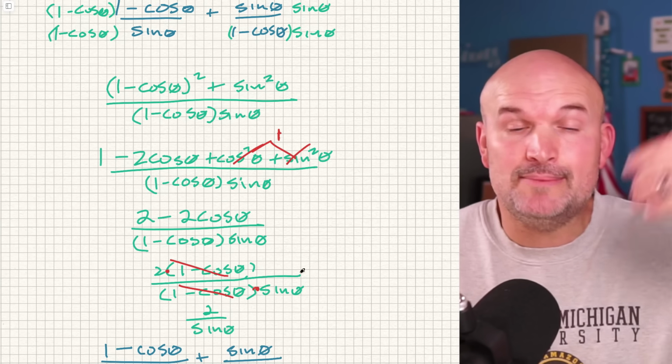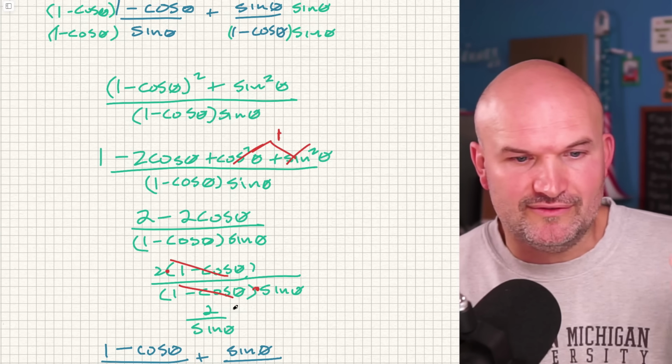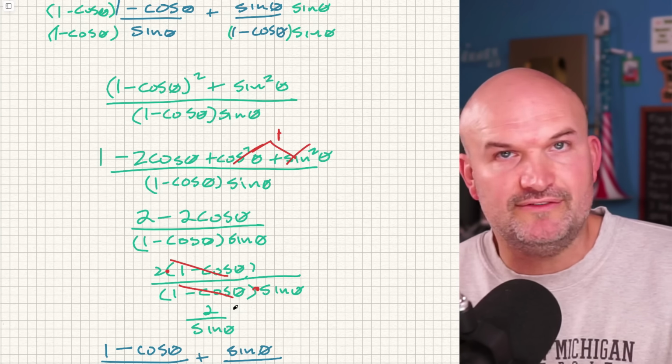And again, the reciprocal, when you have a 2 in the denominator, whenever we're simplifying trigonometric identities, we don't want to leave it with fractions, right?